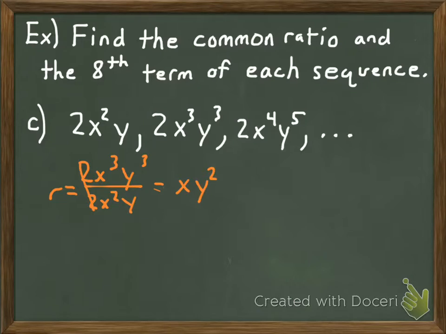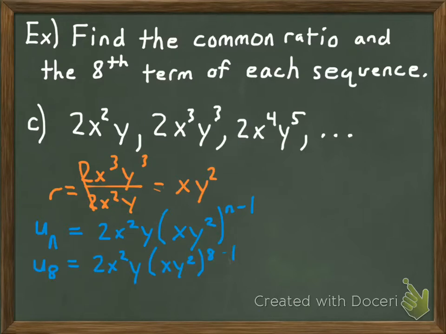Now, for the general term, general rule. Okay, so now that you know the common ratio, you should be able to write the general formula here. It would be u sub n equals the first term, 2x squared y, times the common ratio, xy squared, raised to the n minus first power. Okay, now you shouldn't need a calculator to do this next part. Well, let's find the eighth term. These numbers are easy enough. So you can see I put in 8 for n, and instead of writing 8 minus 1 for the exponent, let me just go ahead and write 7 there.